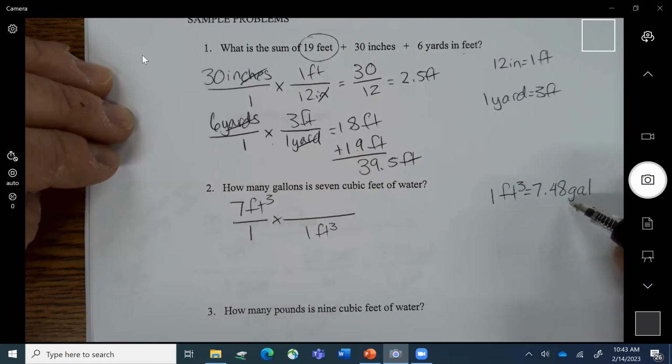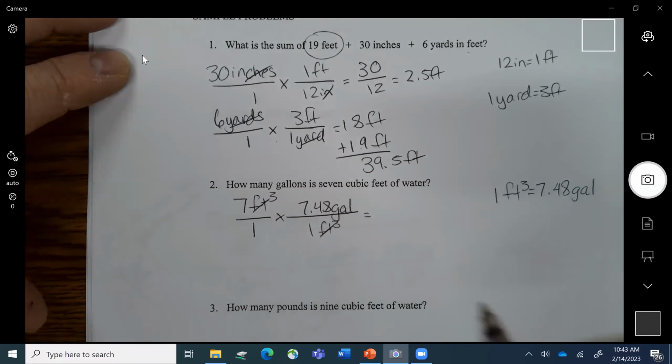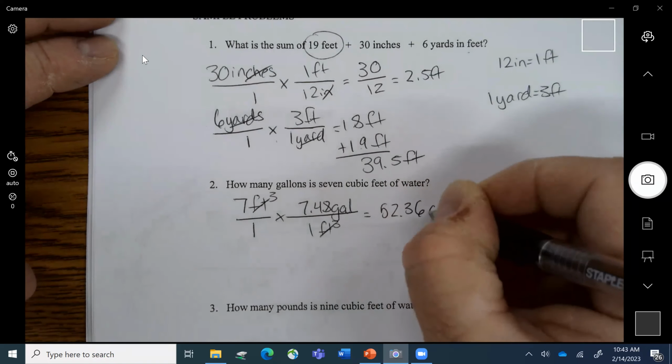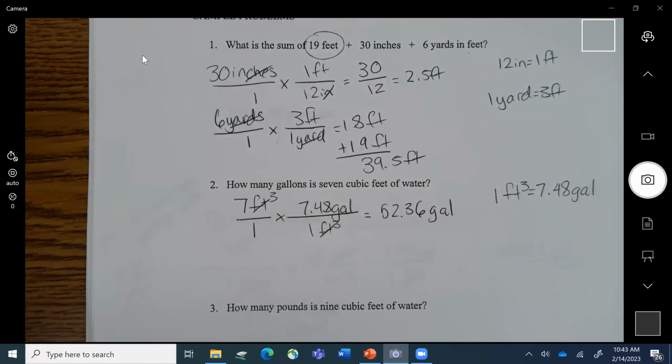So this will give me, I guess I'll do it just because I don't want to be wrong. 7 times 7.48 is 52.36 gallons.